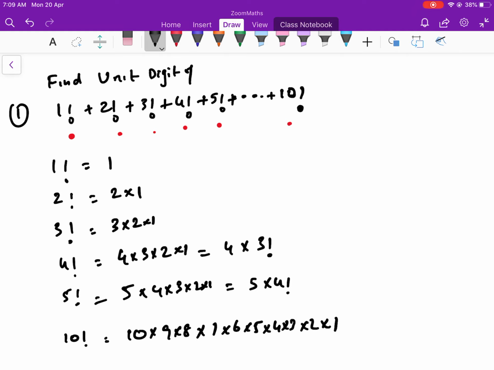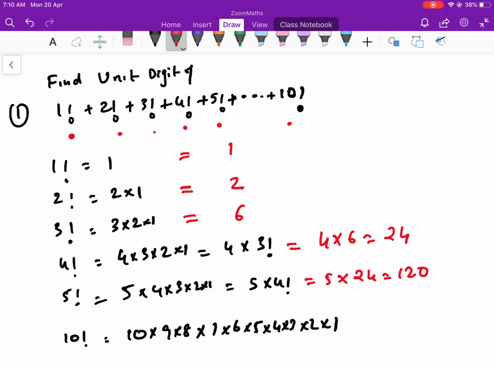There is a catch over here. See this, this is a basic concept. 1 factorial is 1. 2 factorial is 2 into 1, which is 2. 3 factorial is 3 into 2 into 1, which is 6. 4 factorial is 4 into 3 factorial, which is 4 into 6, nothing but 24. 5 factorial is 5 into 24, which is 120. And 6 factorial will be 720, and from here on you'll see a 0 in every factorial. Even 10 factorial will have some zeros, I think 2 zeros.